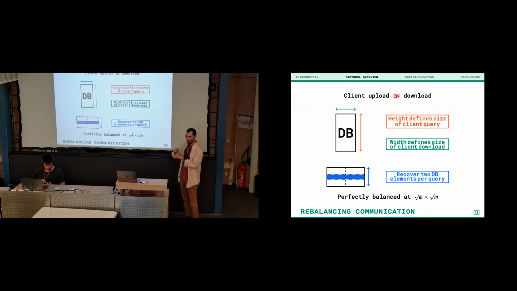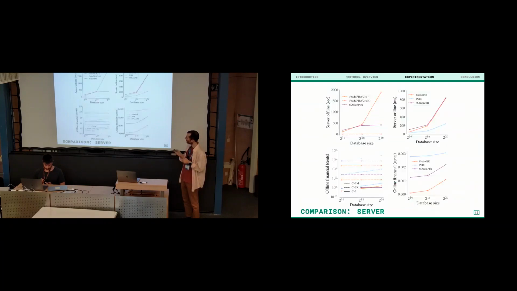You could rebalance this by cutting the database in half and putting the bottom half next to the other half, and then when you make queries, you get two things back rather than one. This will make the download larger, but it will make the upload smaller. But really, this is perfectly balanced when you have a square database, so you have root m rows by root m columns.